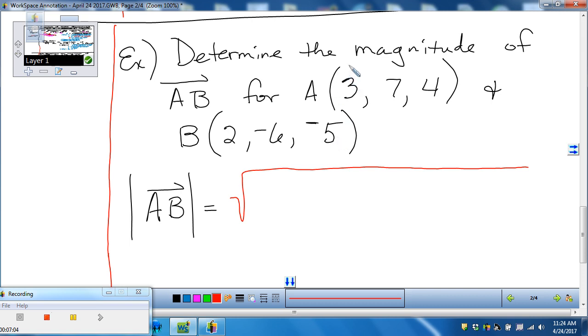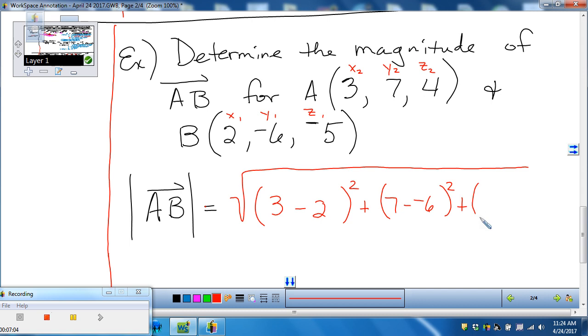Okay, so on this one I'm going to call this x2, y2, z2, and this is x1, y1, z1. So when I plug in, I'm still subtracting my x's, so I've got 3 take away 2, squared, plus subtracting my y's, 7 take away a -6 squared, plus subtracting my z's, 4 take away -5 squared. Simplifying, double negative here, double negative here, those become positive. This one, that's not a double negative, so that stays a minus.